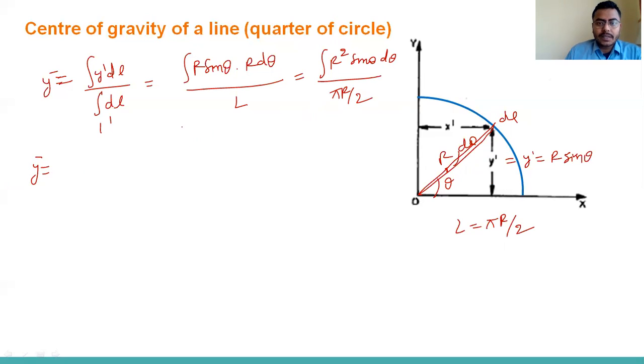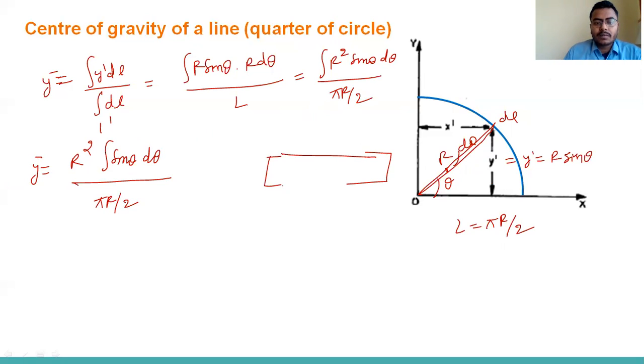Similarly, r square is constant, so we can take it outside the integration. So r square integration of sine theta d theta. Again, there is a formula of integration, I'm using this formula. Just note it down. Integration of sine theta with respect to theta is equal to minus cos theta plus c. C is the constant here. So by putting the lower limit and upper limit, this will be cancelled out.